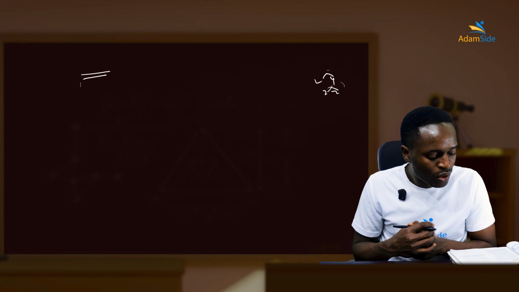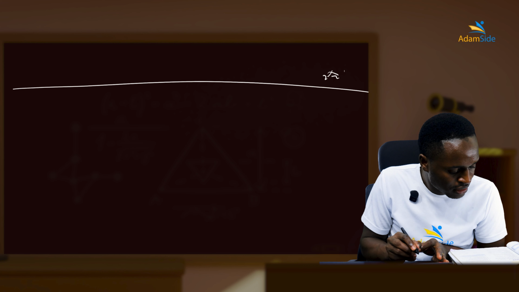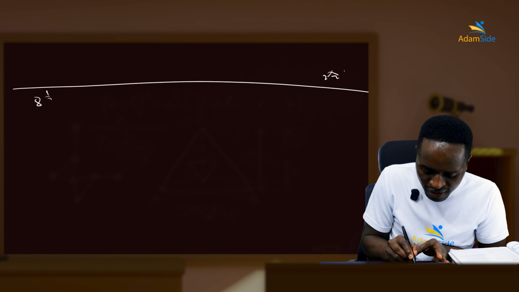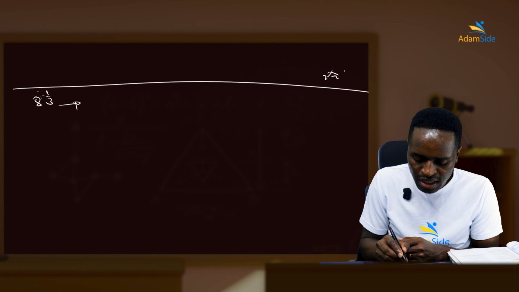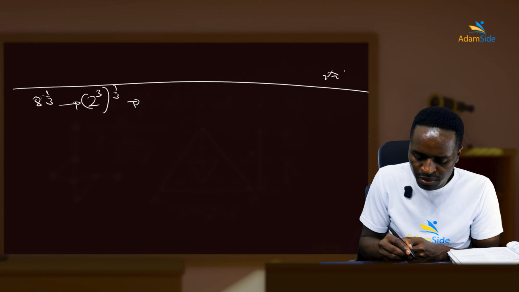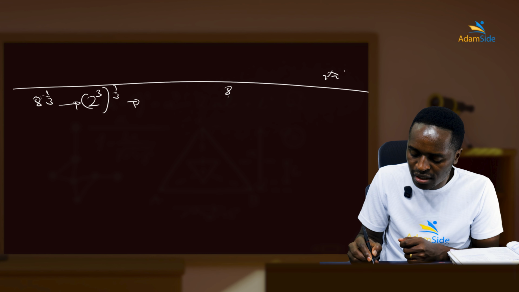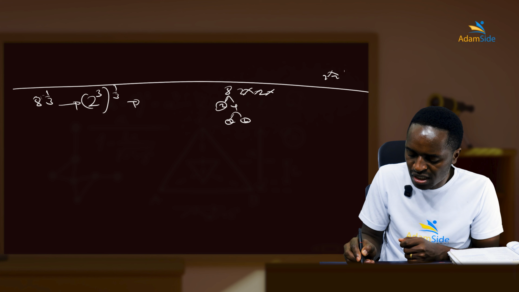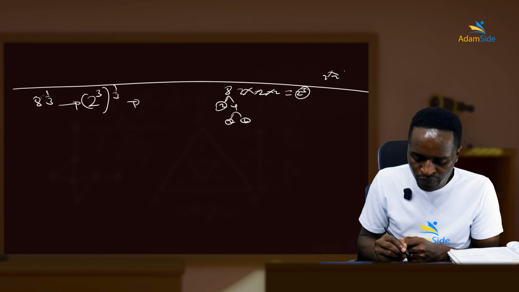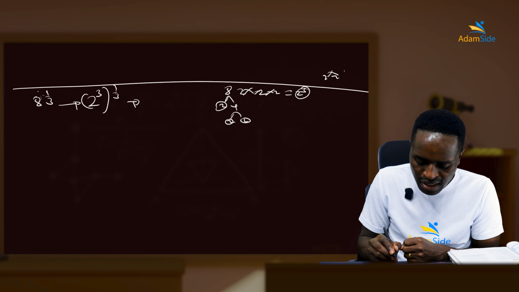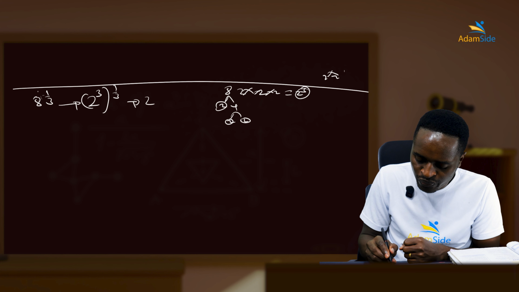I'm going to solve some questions. The first question, evaluate 8 power 1 over 3. This is the same as 2 power 3 and then 1 over 3, because you write 8 in terms of powers. It's 2 times 2 times 2, which is the same as 2 power 3. Correct. So 2 power 3 times a third, that means 2 power 1, which is 2.